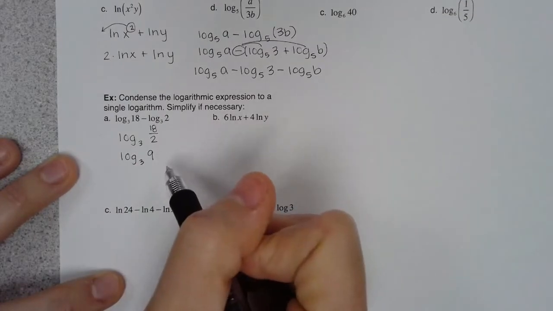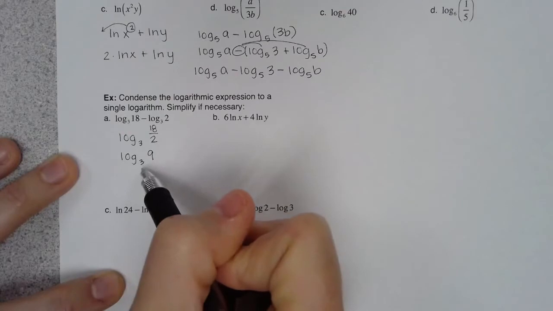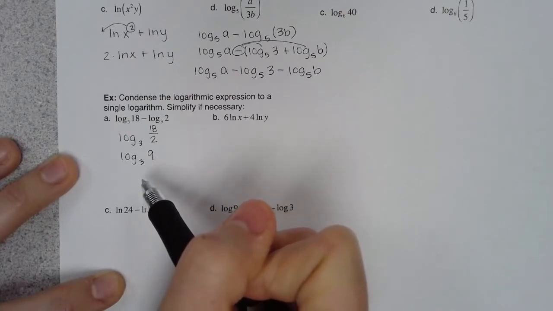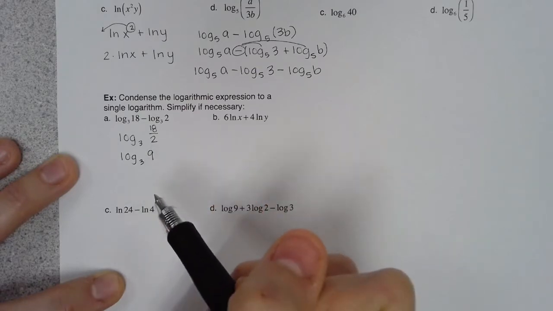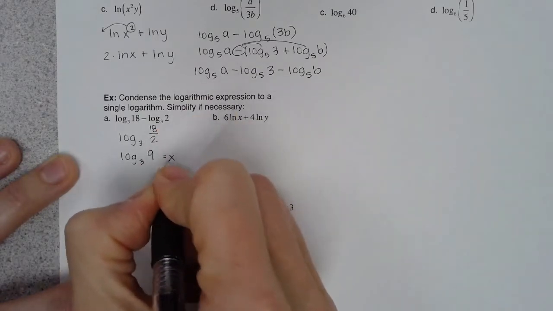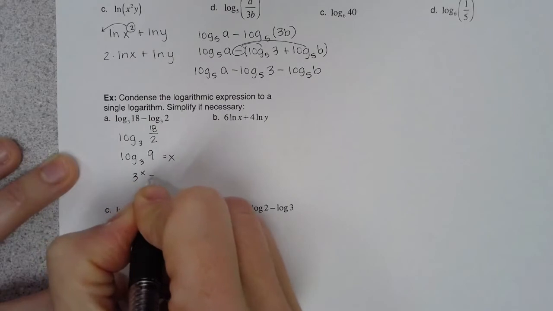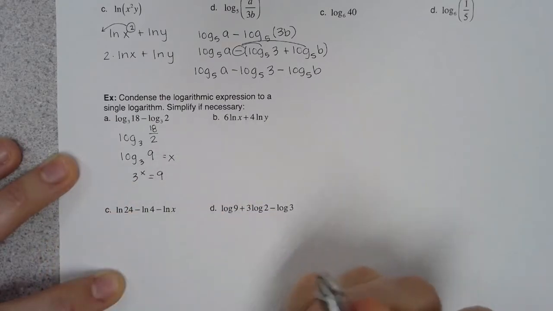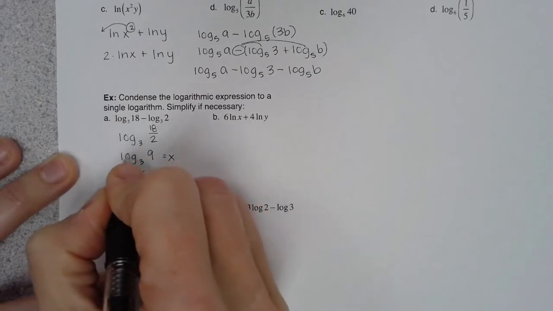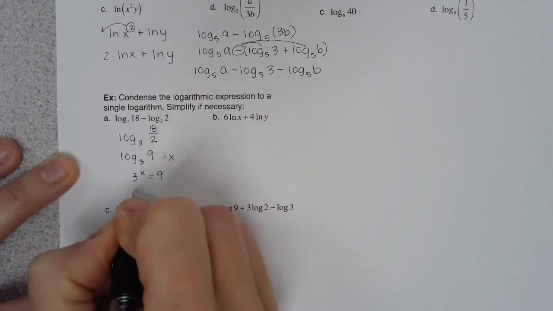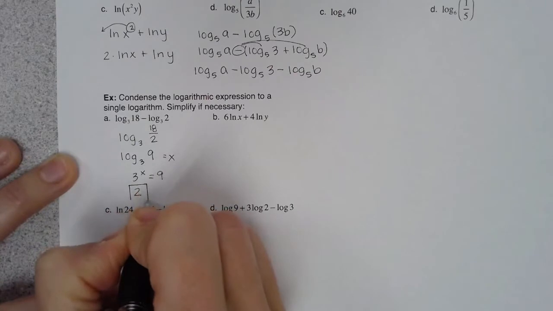Remember that logs equal exponents, right? So log base 3 of 9 is asking you to stop and think, 3 raised up to what exponent gives you 9? Remember how we did that the other day where we put an x over here and then we said 3 to the x equals 9, and we stopped and we thought about this. So 3 to what exponent gives you 9, and so it's 2. So log base 3 of 9 further simplifies and it becomes just 2.